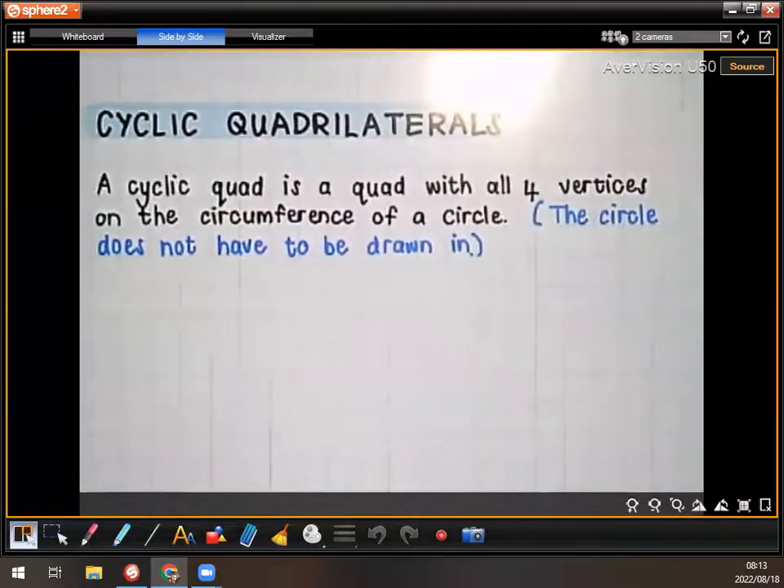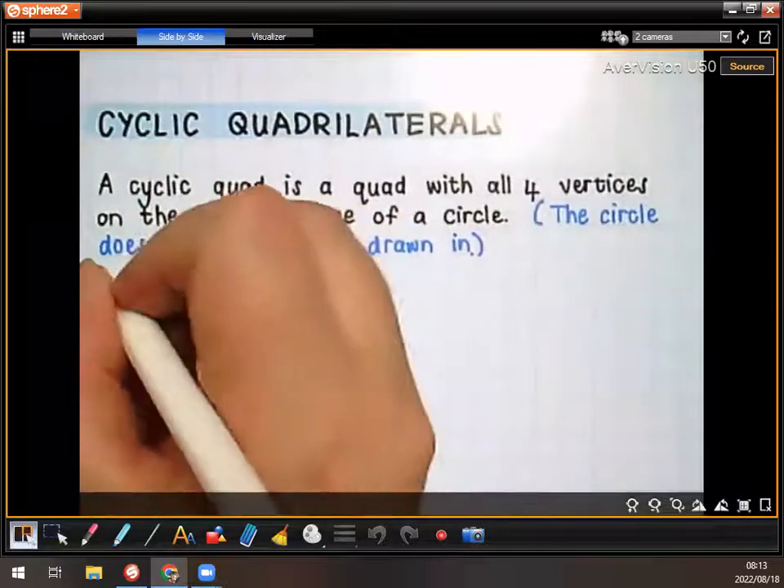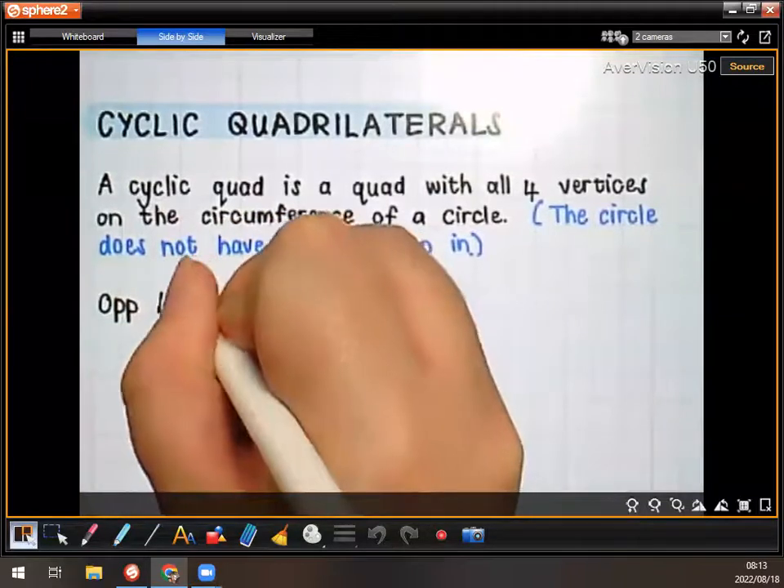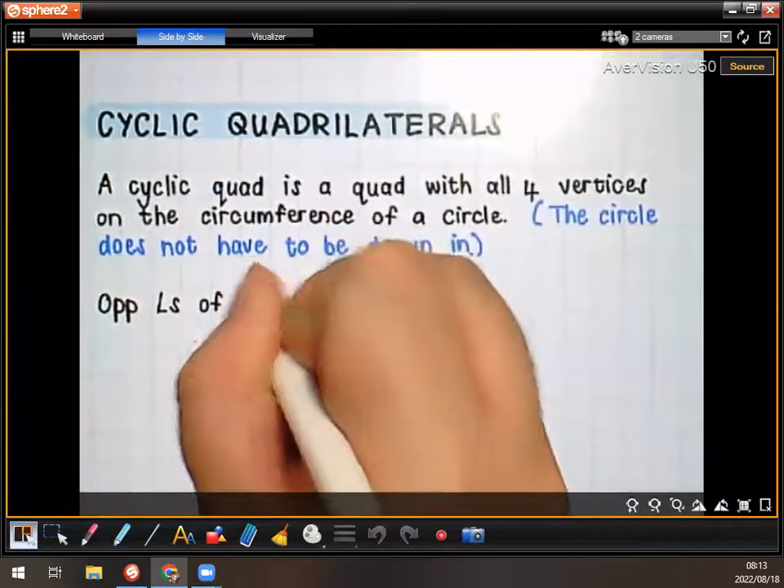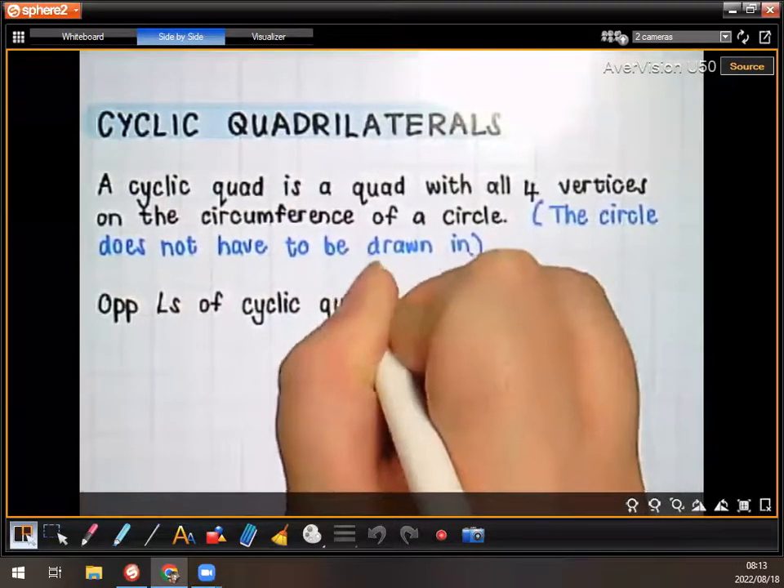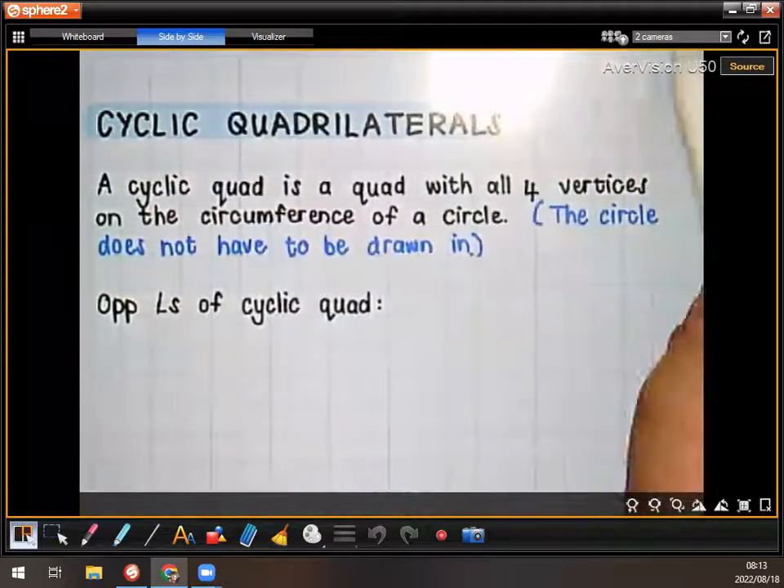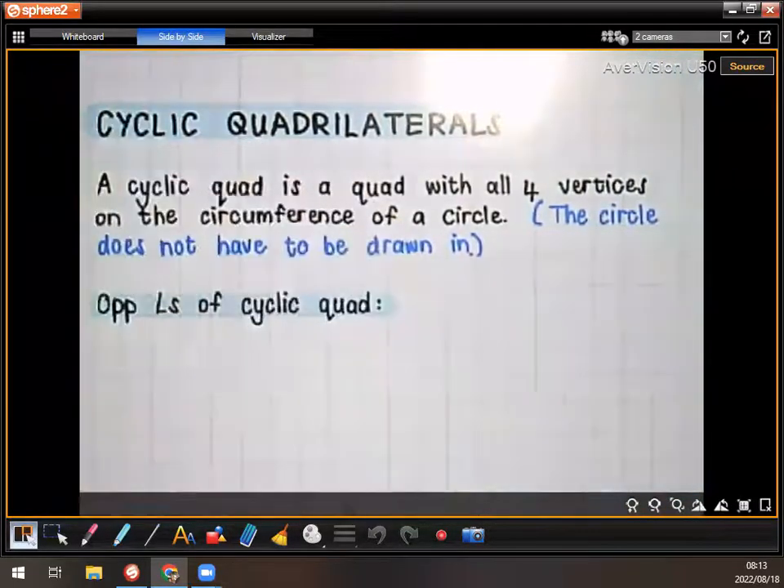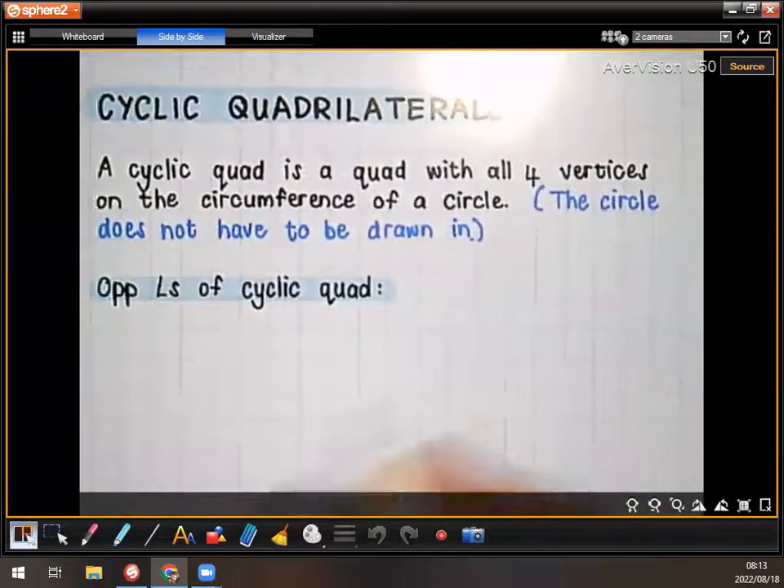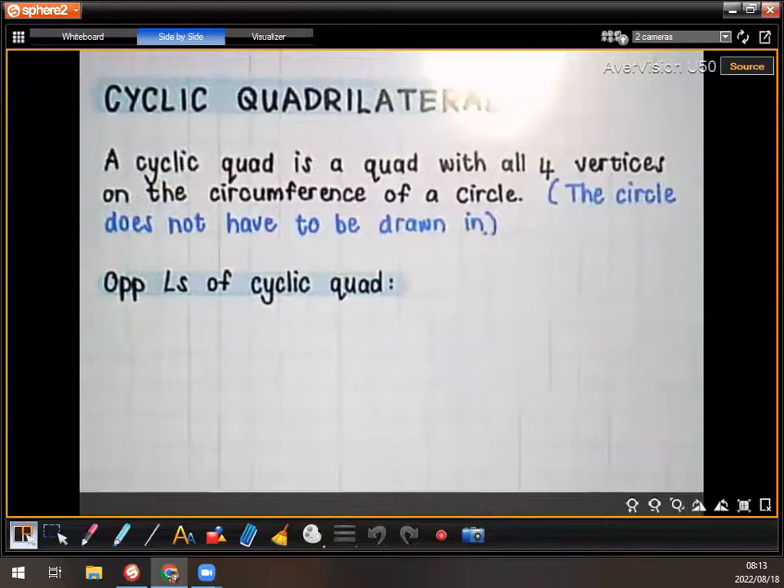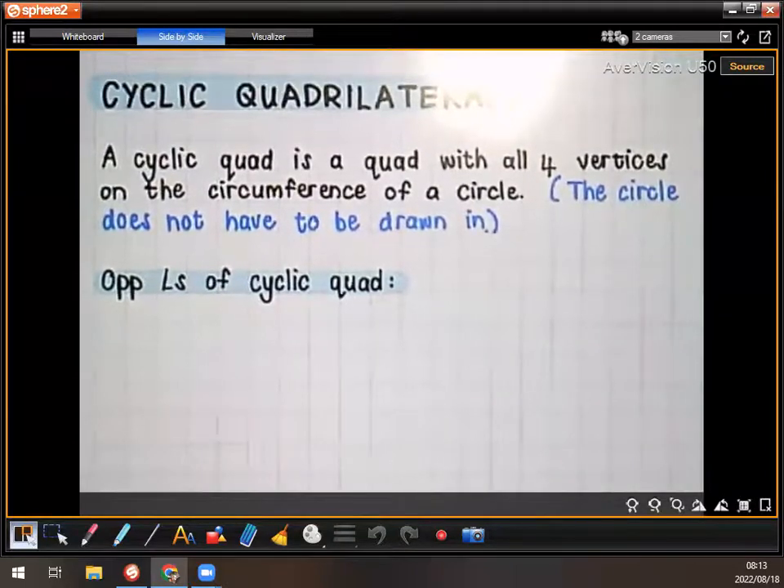So now we're going to just talk about a few theorems that we are going to use when we're working with cyclic quads. So, angles of a cyclic quad, that is the one theorem. Now this theorem says that the opposite angles of a cyclic quad add up to 180 degrees always.